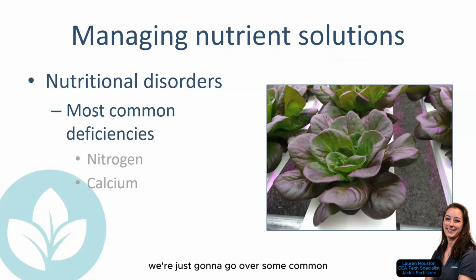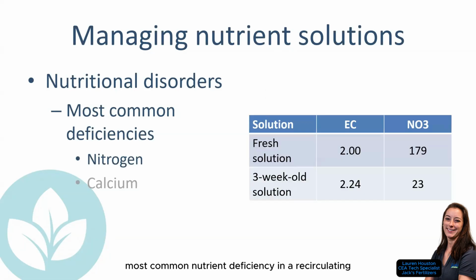So now we're just going to go over some common nutritional disorders that you're likely to see and experience, mostly because of how those solutions are managed based on EC. The biggest, most common nutrient deficiency in a recirculating hydroponic system is going to be nitrogen deficiency. Like I said, with this particular grower, even though he was maintaining that EC, he had almost no nitrogen. He came to us because he was starting to see symptoms, but what do those symptoms actually look like?